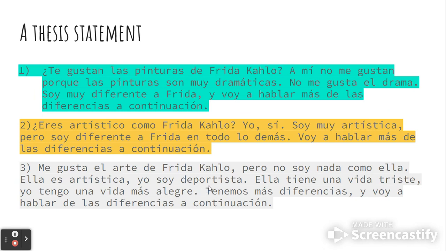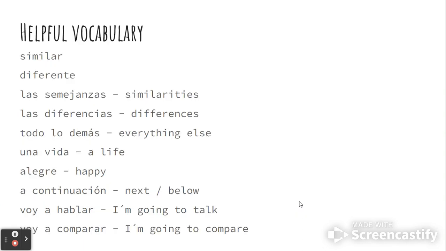Me gusta el arte de Frida Kahlo, pero no soy nada como ella. Ella es artística, yo soy deportista. Ella tiene una vida triste, yo tengo una vida más alegre. Tenemos más diferencias y voy a hablar de las diferencias a continuación. So this one's very similar as well. You're just adding in the part where you're saying tenemos más diferencias. There are more differences that you're going to be talking about down below. So these are just some different ideas.